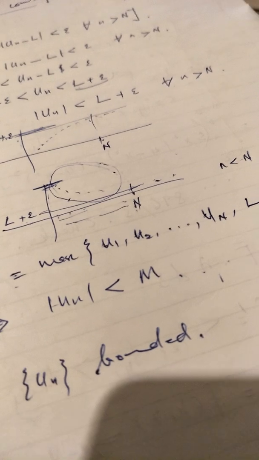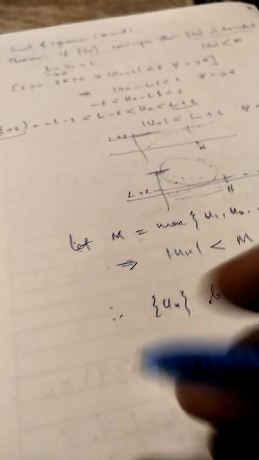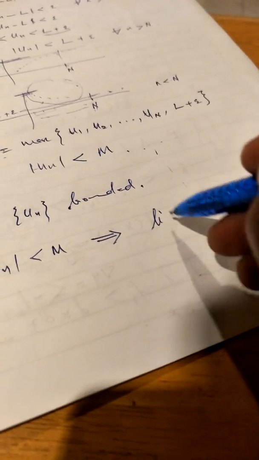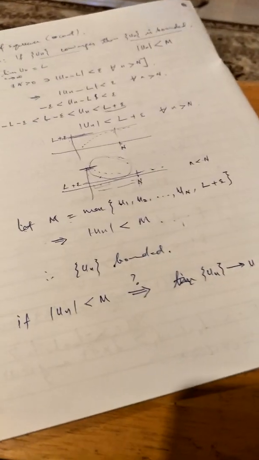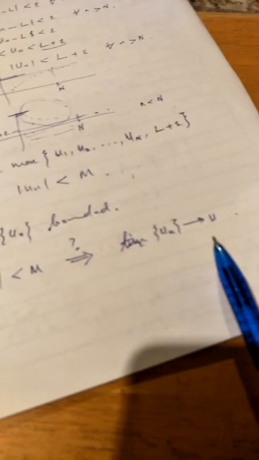All right, now what about the converse of this? Converse means if un is bounded, does that mean the sequence converges? Or I can write, un converges to some number u, for example. I put a question here. The above statement is true, we have proved that. What about the converse? If bounded, does it converge?